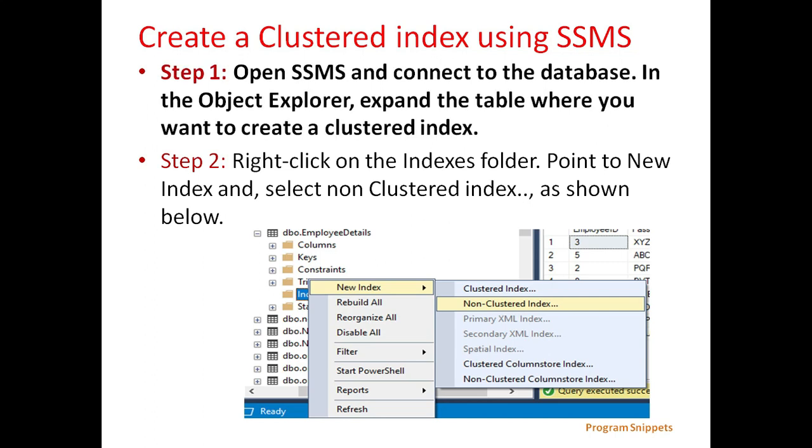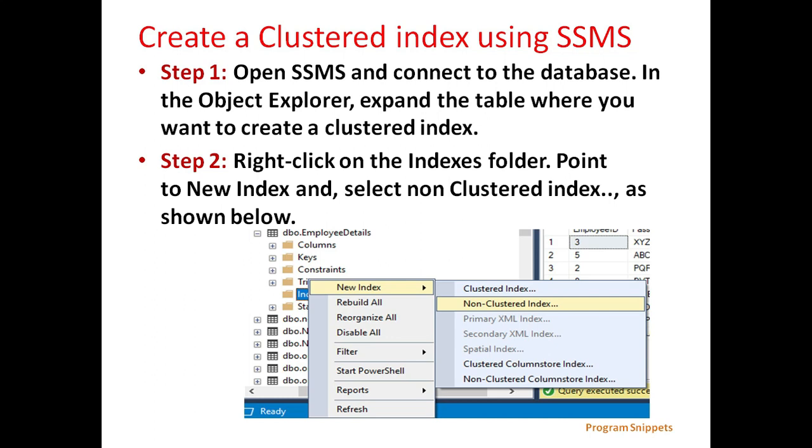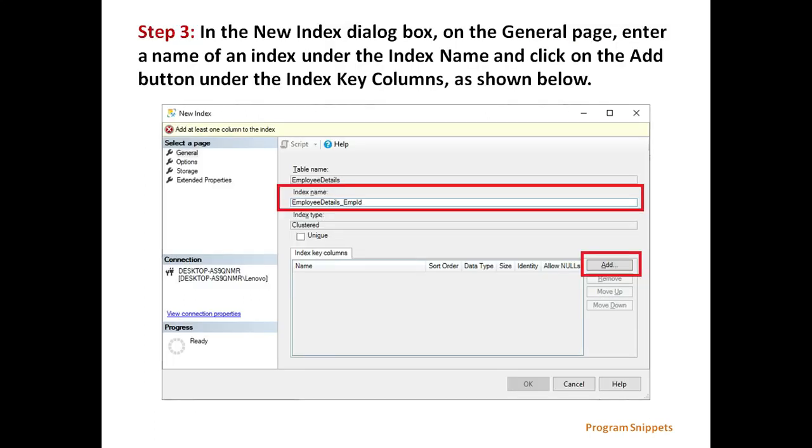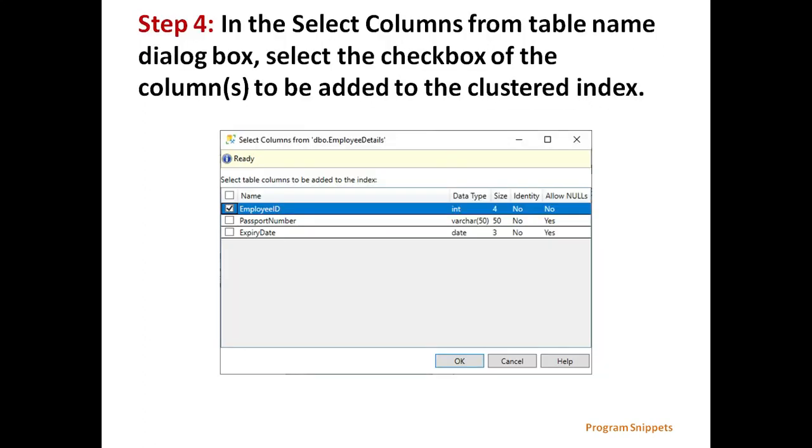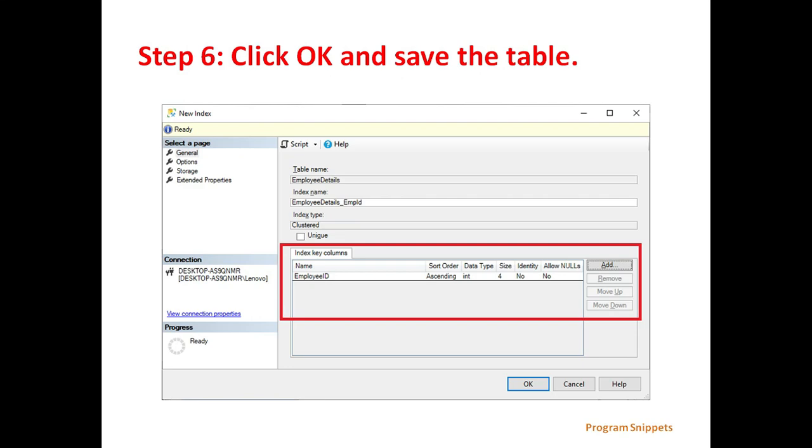For this, first open SQL Server Management Studio and connect to the database. In Object Explorer, expand the table where you want to create a non-clustered index. Then right-click on the Indexes folder, point to New Index and select Non-Clustered Index. Then in the New Index dialog box, on the General page, enter the name of the index under Index name and click on the Add button under Index key columns. In the Select Columns dialog box, select the checkboxes for the columns that you are going to add to the index. Then click on OK and save the table.